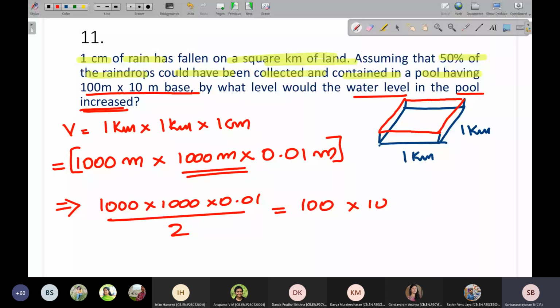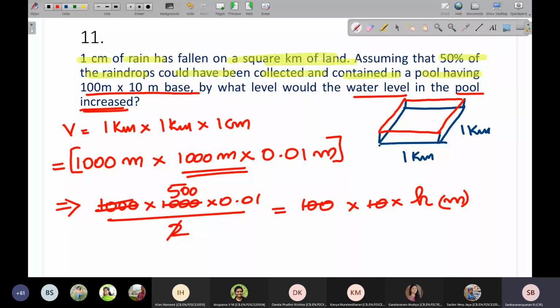So 1000 into 1000 into 0.01 by 2 is guided to the pool, and that volume will be nothing but 100 into 10 into h meters. That is the level by which the water level in the pool increased. I'm taking it as h. Now just by calculating this, you will get the value for h. 100 into 10 is 1000. We can cancel 1000 here, and you can see it comes to 500. And 500 into 0.01 is equal to 5. So h is equal to 5 meters.